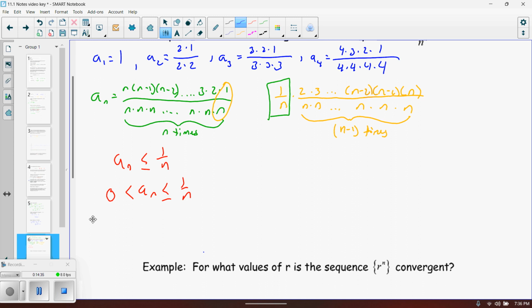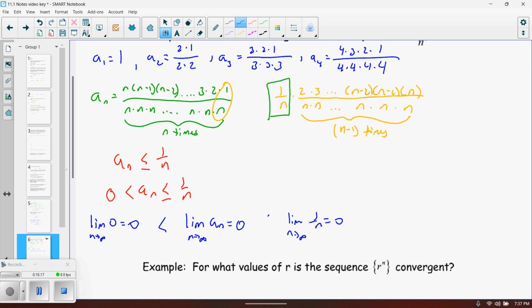Well, I know that the limit as n goes to infinity of 0 happens to be 0. And I also know that the limit as n goes to infinity of 1 over n also goes to 0. Well, if that's the case, and because a sub n is bounded strictly in between those two, then I know that the limit of that middle piece, a sub n, as n goes to infinity, also has to equal 0. Okay, and this is because of the squeeze theorem.